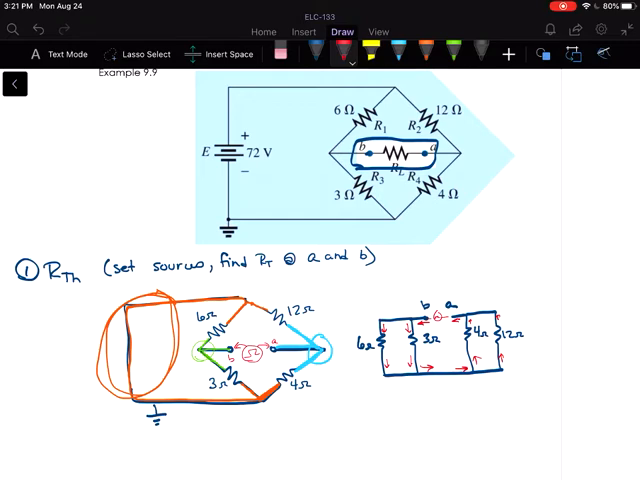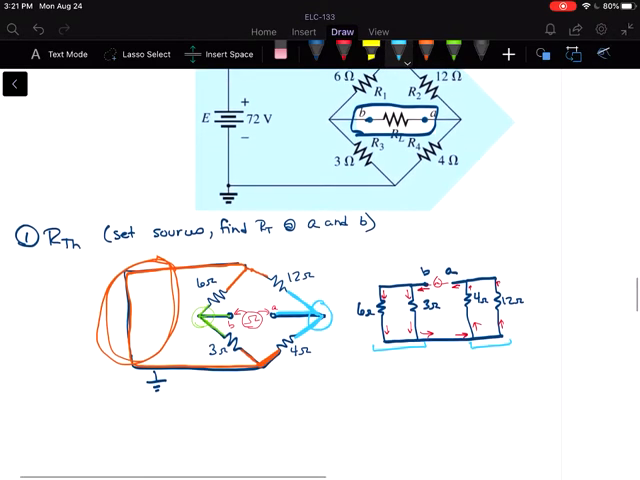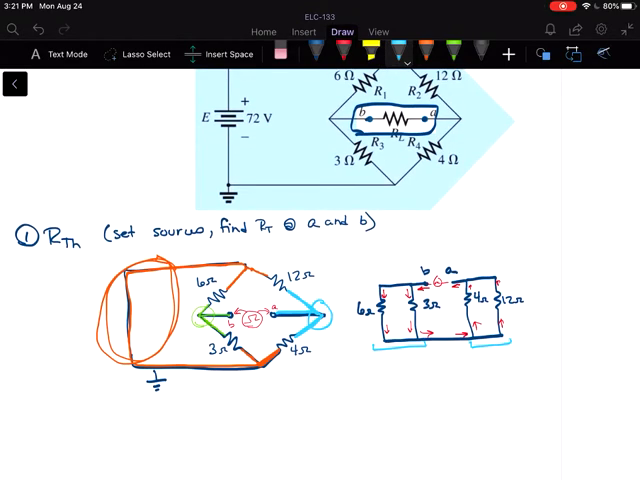So basically I'm going to combine these two resistors and these two resistors and then simplify a little bit so we can see that. The 6 and the 3 in parallel, that becomes 2. The 4 and the 12 in parallel becomes 3. So when I draw this again, I basically have 2 ohms over here and 3 ohms over here. So now I've got basically a series circuit, so R Thevenin would just be 5 ohms.